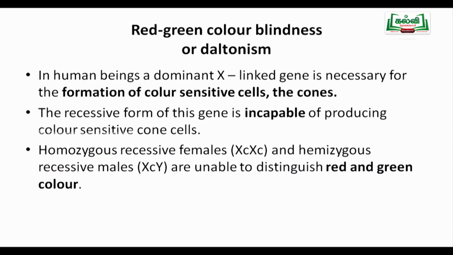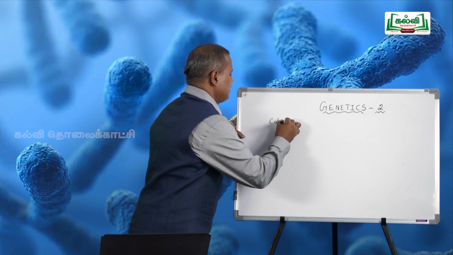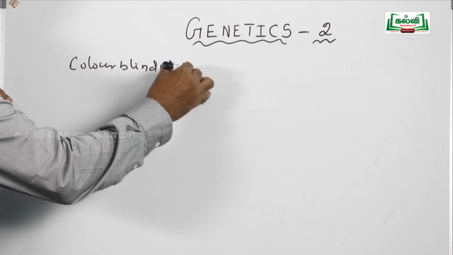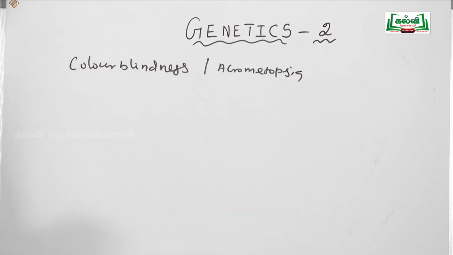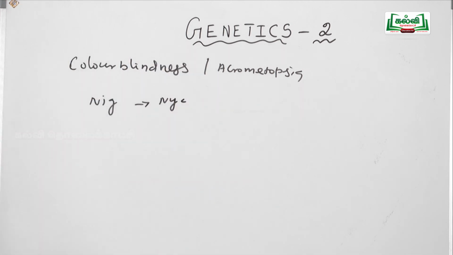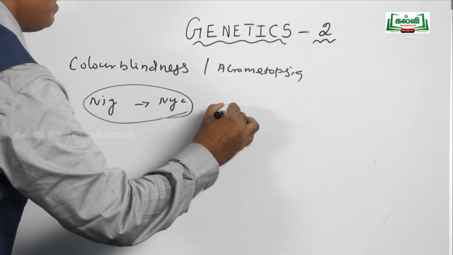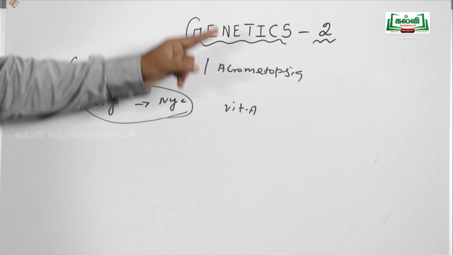The next one is color blindness or achromatopsia. What is night blindness? What is color blindness? We have two different diseases. One is color blindness, which is said to be achromatopsia. Another is night blindness, technically known as nyctalopia. We can treat night blindness because it is due to vitamin A deficiency. But color blindness or achromatopsia means you are unable to differentiate certain colors.